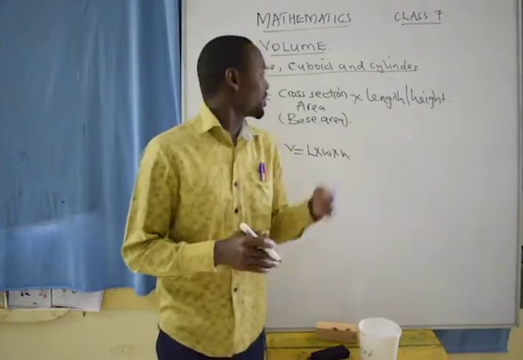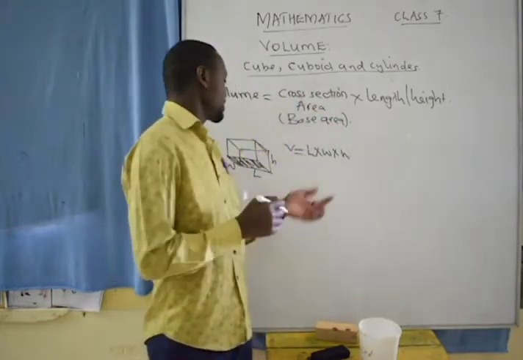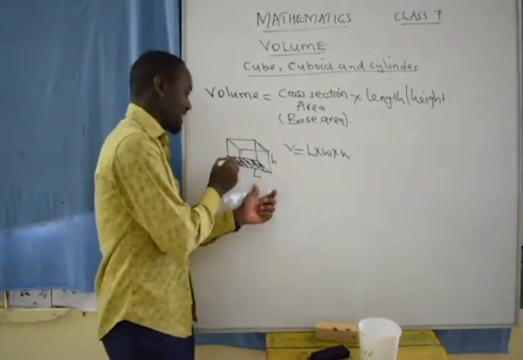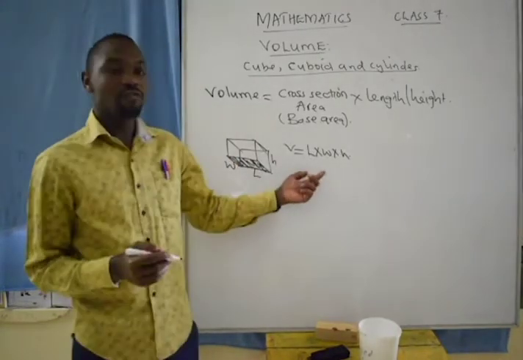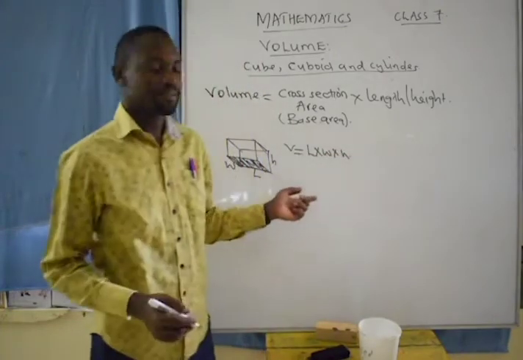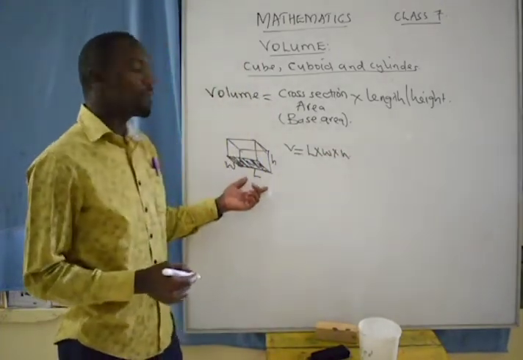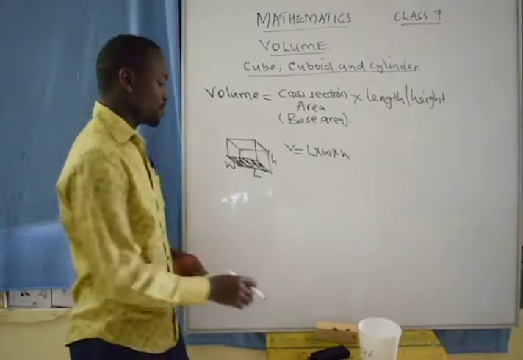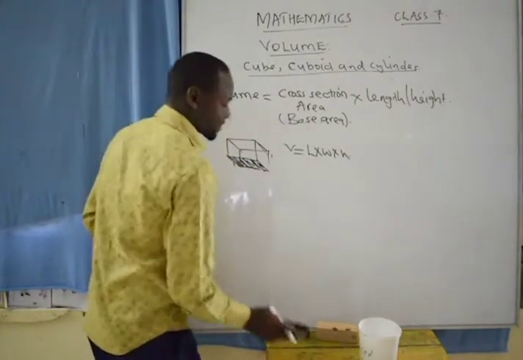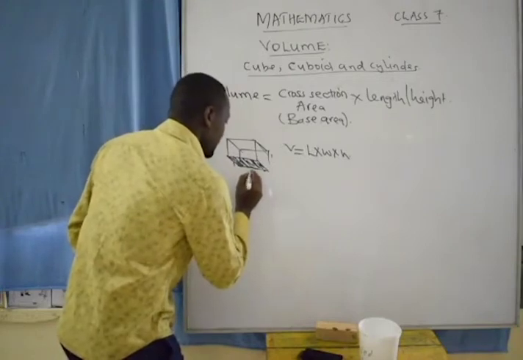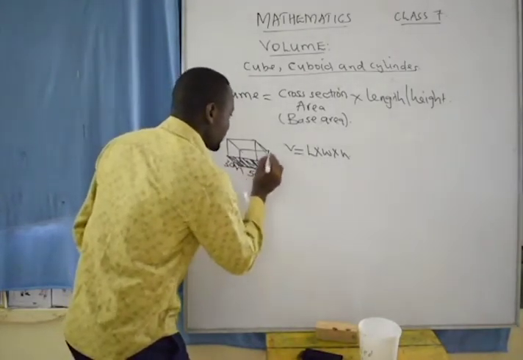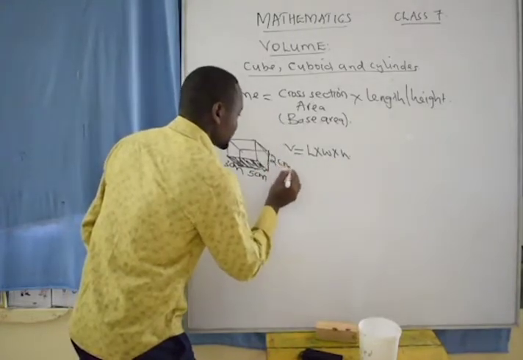The base area in a cuboid is length times width. Why? Because the area of the cross-section is a rectangle. So to get the area of a rectangle, we multiply the length and the width. So volume will be the length times width times height. For example, when you are told to get the volume of a cuboid that measures 5 centimeters by 3 centimeters and a height of 2 centimeters.